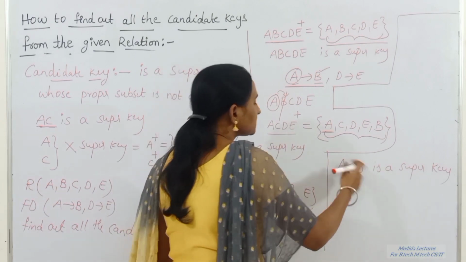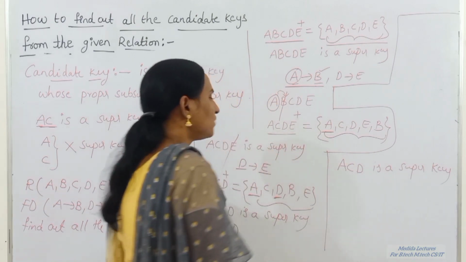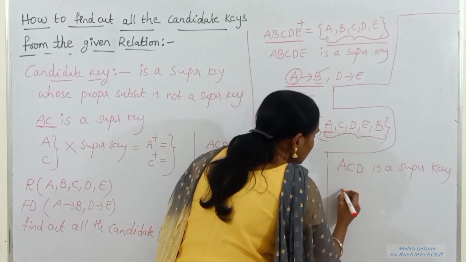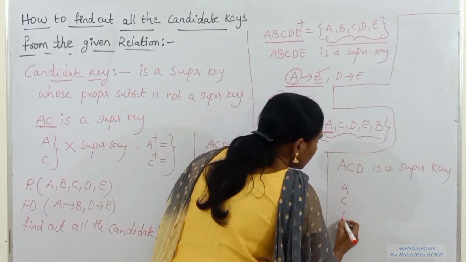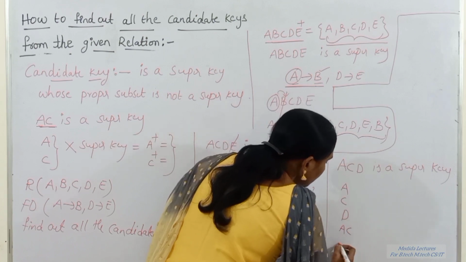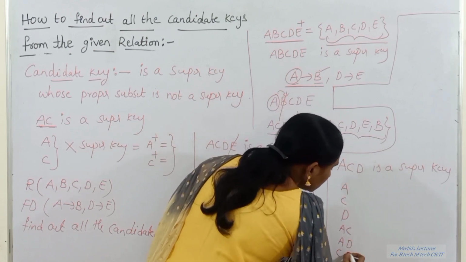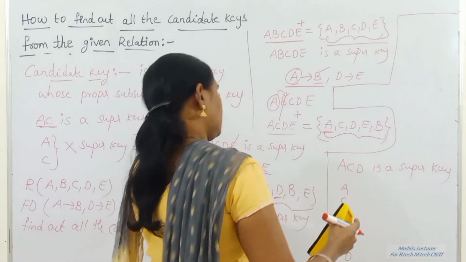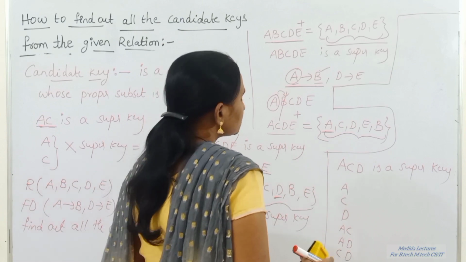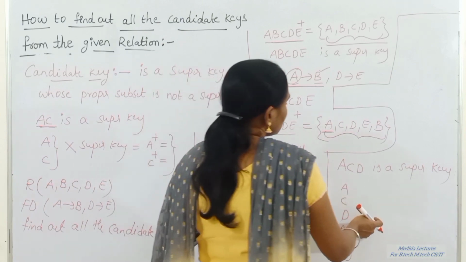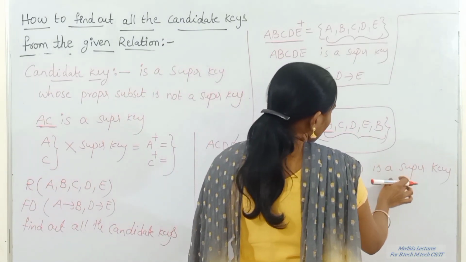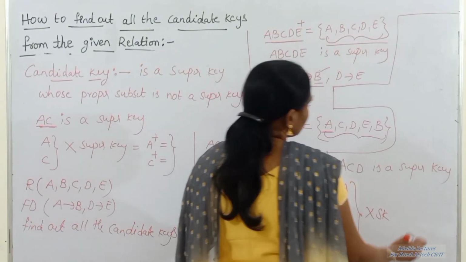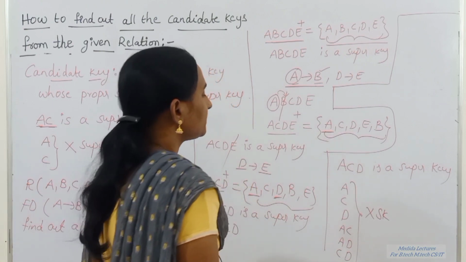So what are the proper subsets of ACD? The proper subsets of ACD are A, C, D, AC, AD, CD. If ACD is to be a candidate key, then these proper subsets should not be super keys.